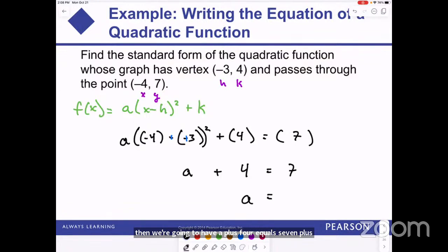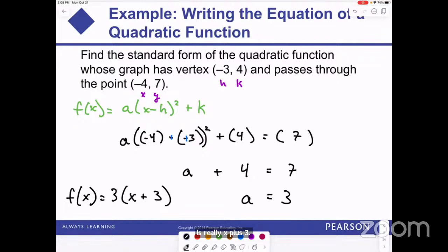Okay. Standard form. So then our claim is that it's going to take on the form 3 times (x minus h) squared plus k. Now our h is -3, so x minus -3 is really x plus 3. And our k is 4.